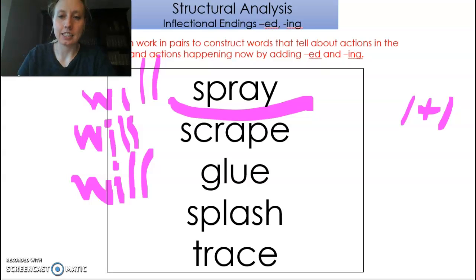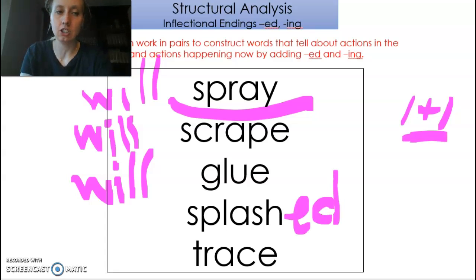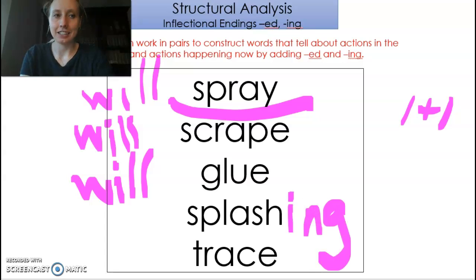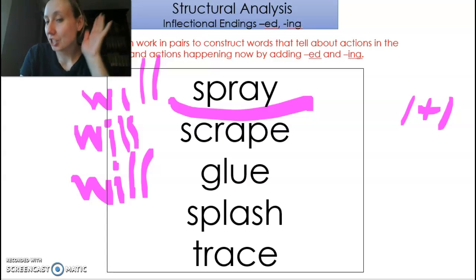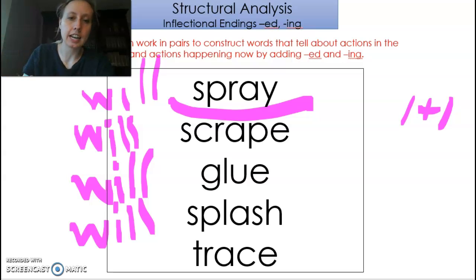Okay, the next word is splash. Let's put it in the past. Add ed, splashed. Even though it has the t sound again, it's still splashed. Okay, what if it's happening right now? Splashing. That's right. And last of all, in the future, will. That's right. Will splash.